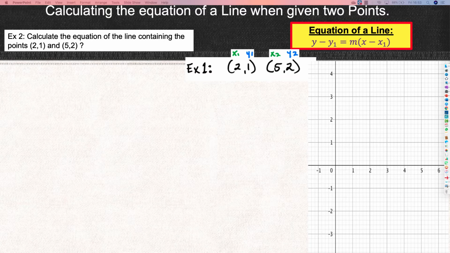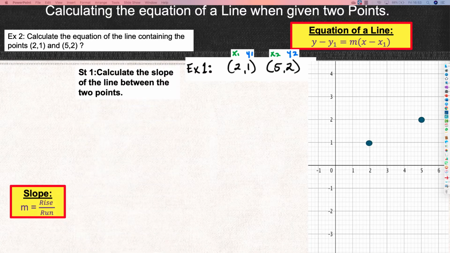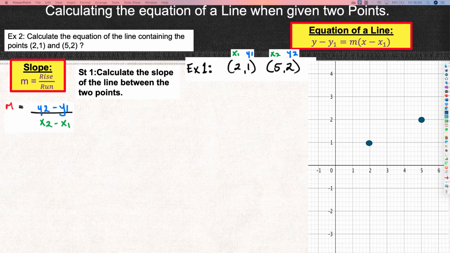So we use our slope formula. We could use the rise over run pattern between 2 points to figure it out that way, or we could use the slope formula. So, y2 is 2 minus 1, over x2, which is 5 minus 2. That's a slope of a third. Is that right? A slope of a third.